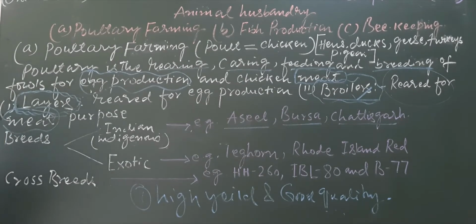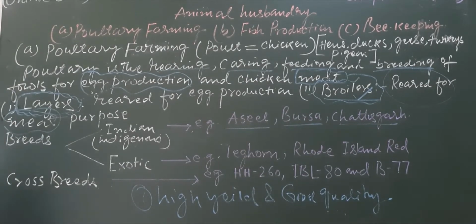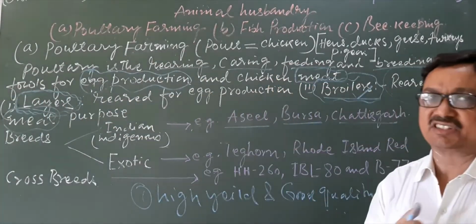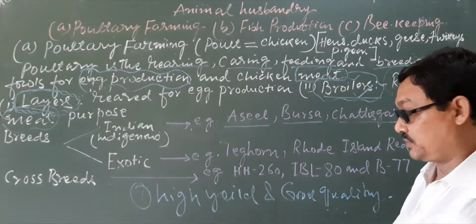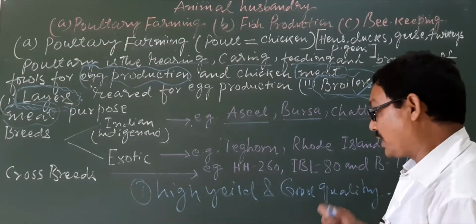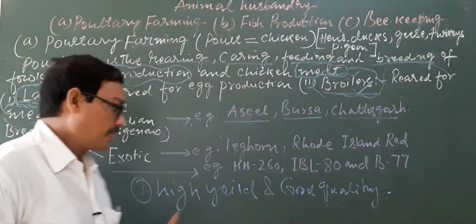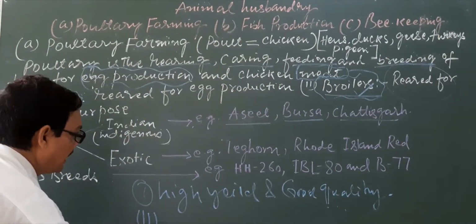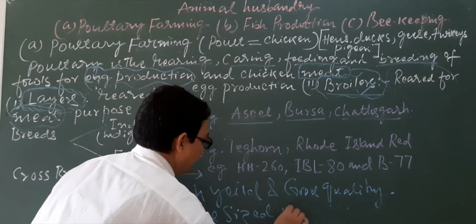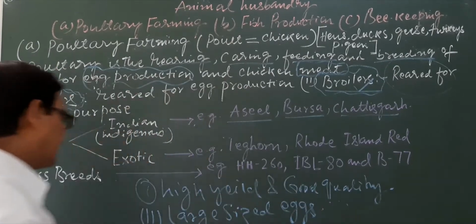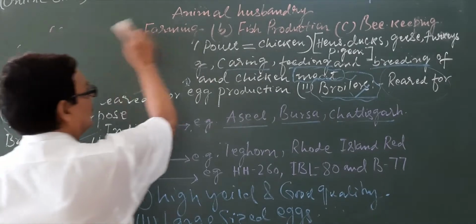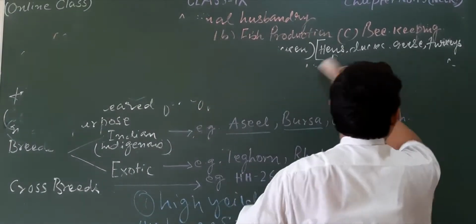And number three, increased fertility and egg laying capacity. This is the third important part. The first one I have told, high yield and good quality, and the second one is large sized eggs. And similarly we will come to the third.